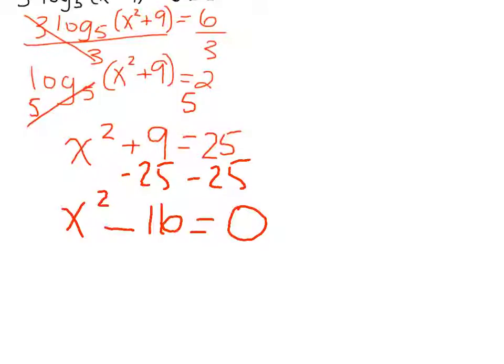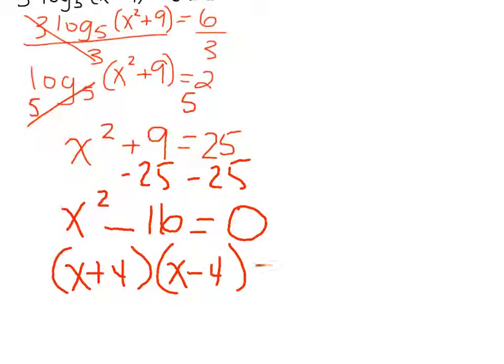From here, I notice that I have a difference of squares. I have a perfect square here, I have a perfect square here, and I have subtraction in the middle. So that tells me that this is a difference of squares problem. I can then factor and make this x plus 4 and x minus 4 equals 0. And that's going to give me two solutions, negative 4 and positive 4.